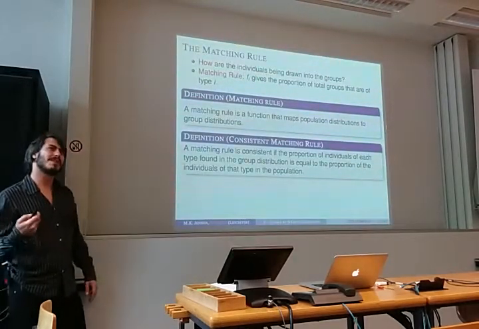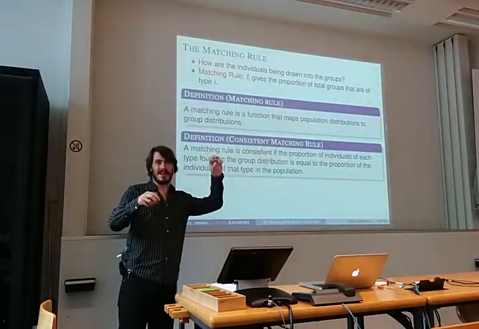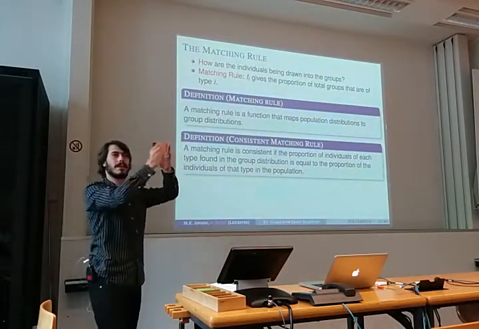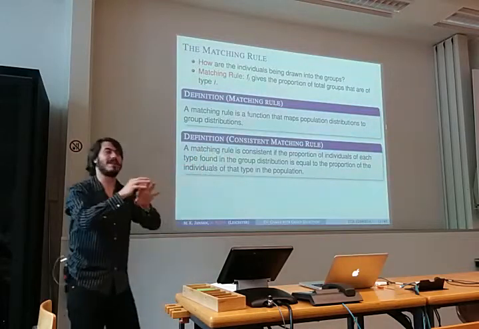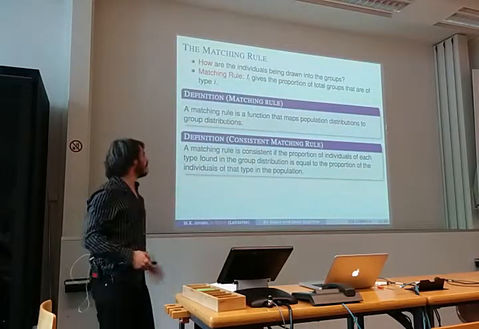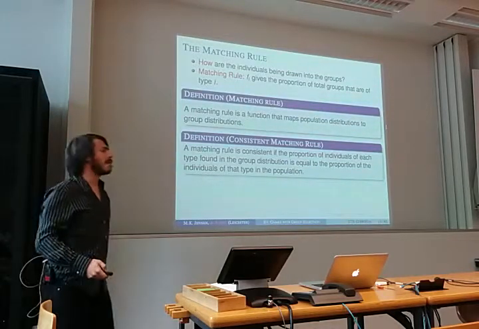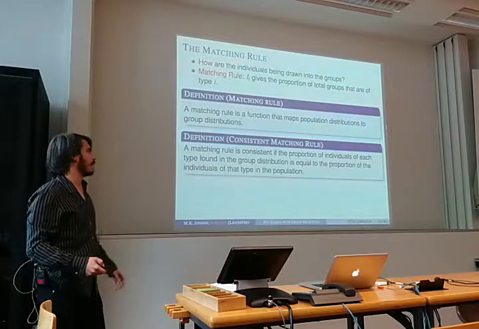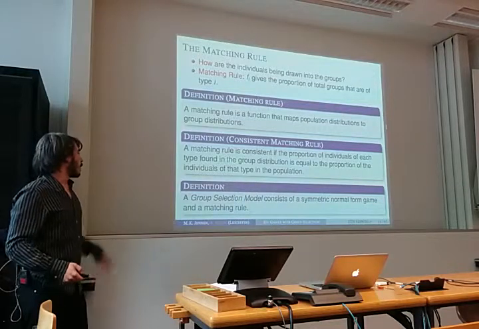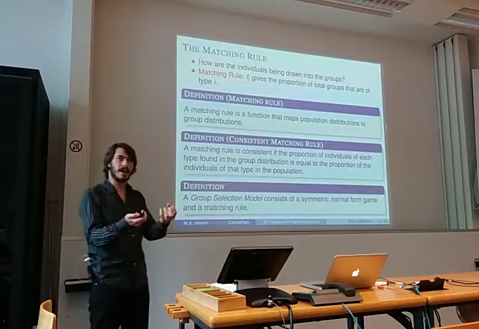And you may want to think, well, I kind of have to do some accounting here. If there were 5 nice people in the original population, I would need to have 5 nice people matched into the groups. So we can impose a consistent matching rule. There is a condition for that, but I'm not going to bother you with the math. You may want to impose that, but you can also see more general matching rules that will make sense a bit later in one of our applications. So a group selection model will have a normal form game and a matching. So these are our building blocks.